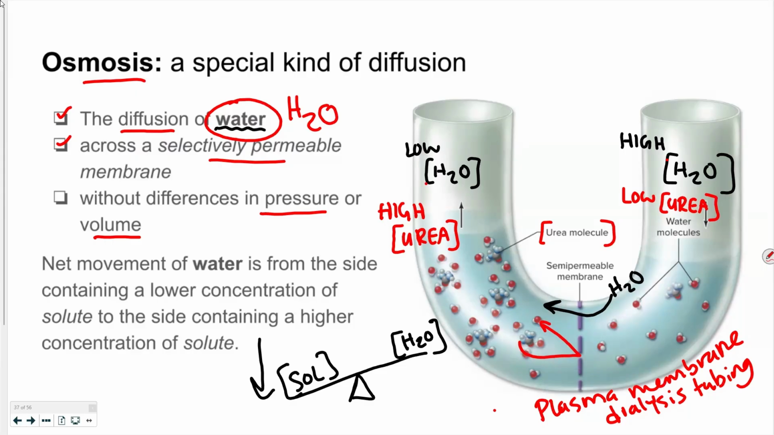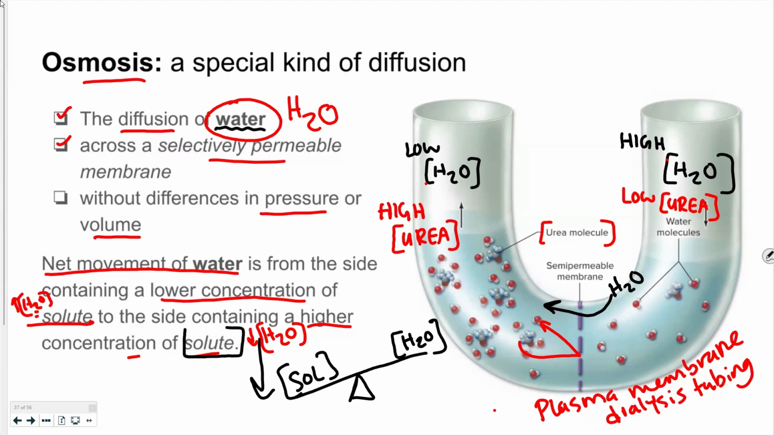So this means, now stay with me, the net movement of water molecules is going to go from the lower concentration of the solute, which is equal to the high concentration of water, to the side containing a higher concentration of the solute, which is the lower concentration of water. It can be really confusing because we're thinking about the movement from high to low, but now I'm saying it's low to high.